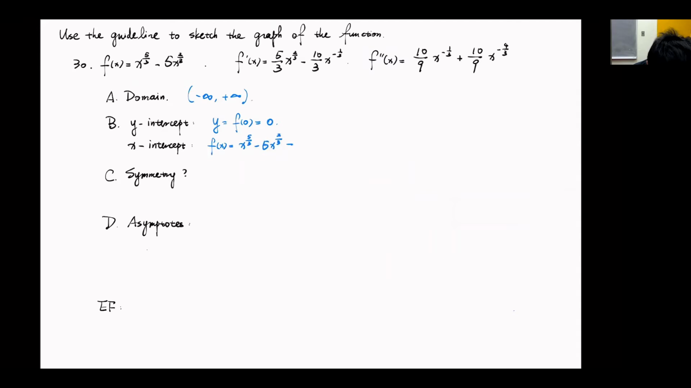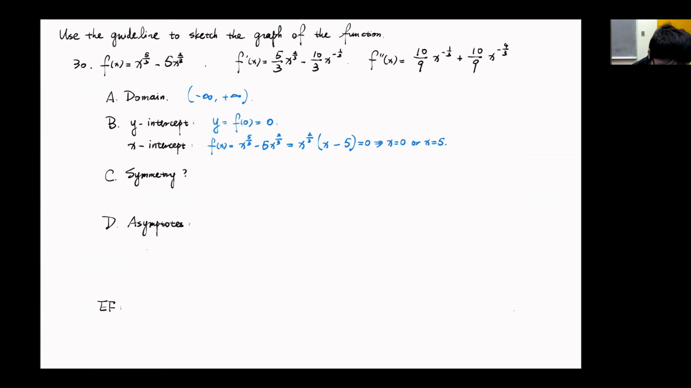After factoring out x to the 2/3 power, for the first term I subtract 5/3 minus 2/3, and the answer will be x. And for the second term, what remains is simply 5. So this is the factorization of f of x, and if I set this equal to 0, I get x equals 0 or x equals 5. So we have two intercepts, x equals 0 and x equals 5 on the x-axis.